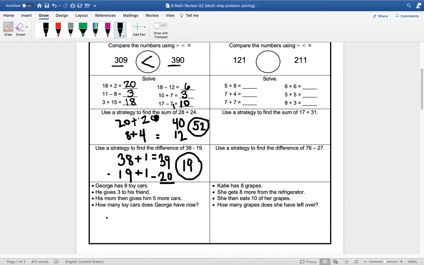Okay, so we have to pay attention to all of the steps of this and decide whether we are adding or subtracting. So he starts with 8, and he gives 3 to his friend. So we're going to take away 3. So now, after he gives 3 to his friend, he has 5. Then his mom gives him 5 more. So we're going to add 5. So now George has 10 cars.